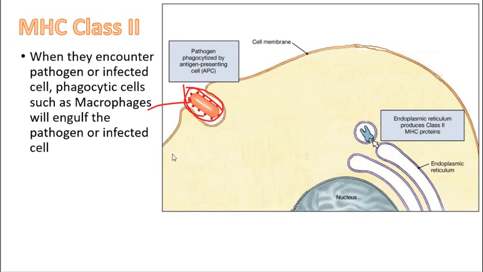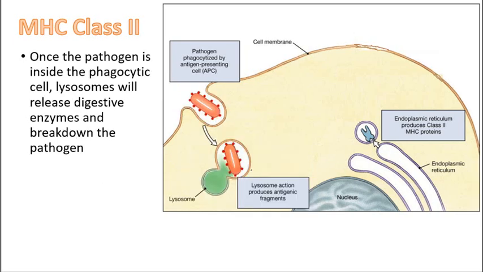So it will phagocytose this infected cell or bacterial cell or pathogen or any other cell. Once inside, this bacterial cell will end up inside the macrophage. Once inside the macrophage, an organelle called lysosome is going to move close to this engulfed bacteria, release digestive enzymes, and the digestive enzymes are going to take and chop this bacteria into small pieces. It will just destroy it.